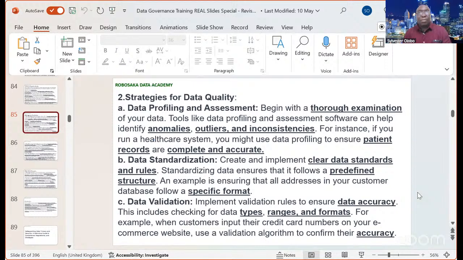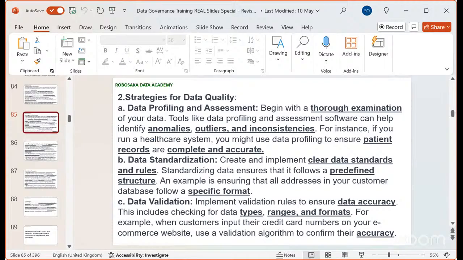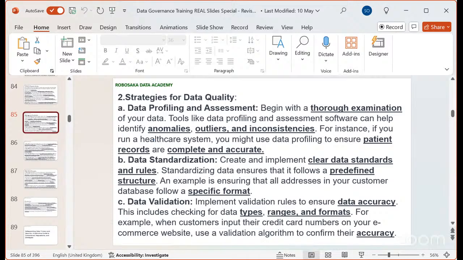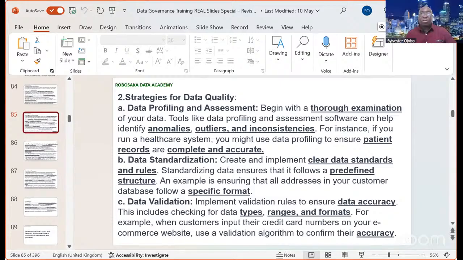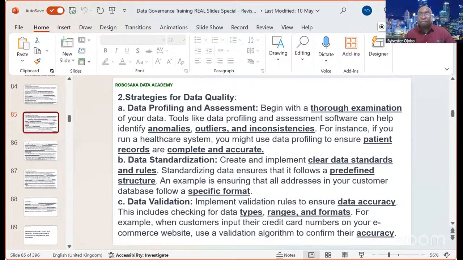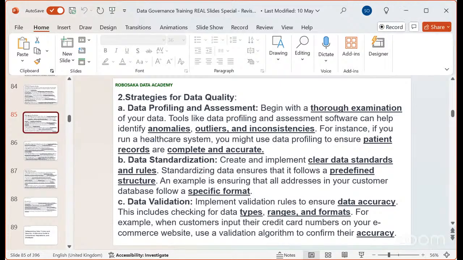Can somebody also tell me any specific format that data can be standardized in? If you're saving video data, what format will you save it in? MP4. Is there any other one? If it is audio, what format will you save it in? MP3. Is there any other document that you have to save in another format? Oh yes, PDF. JPEG, okay. Who else again? MKV, yeah, that's good.